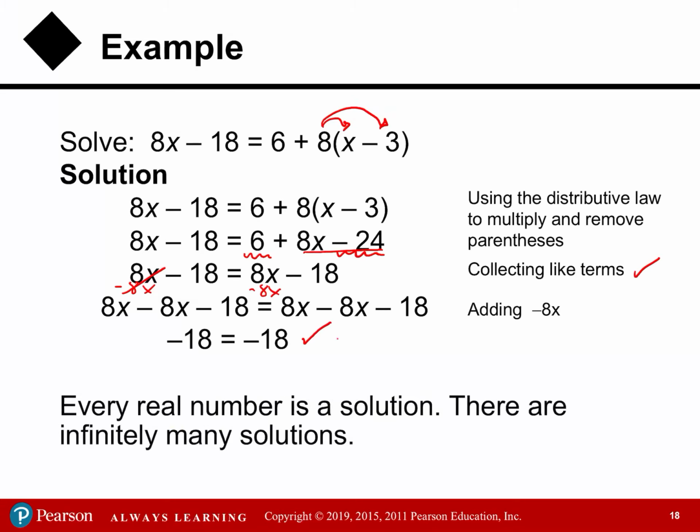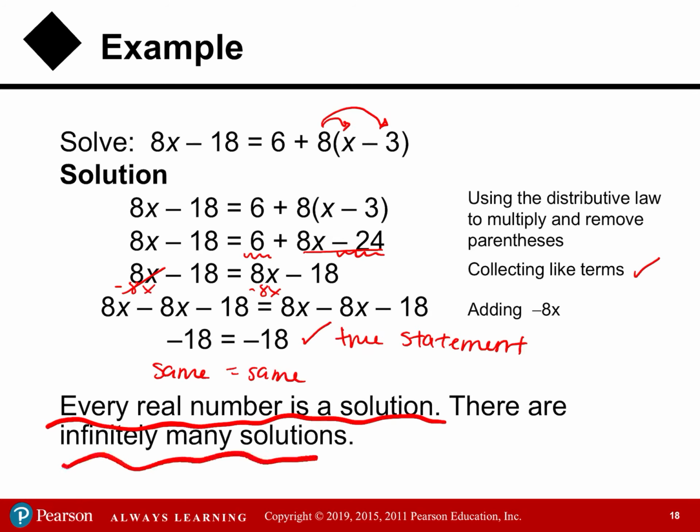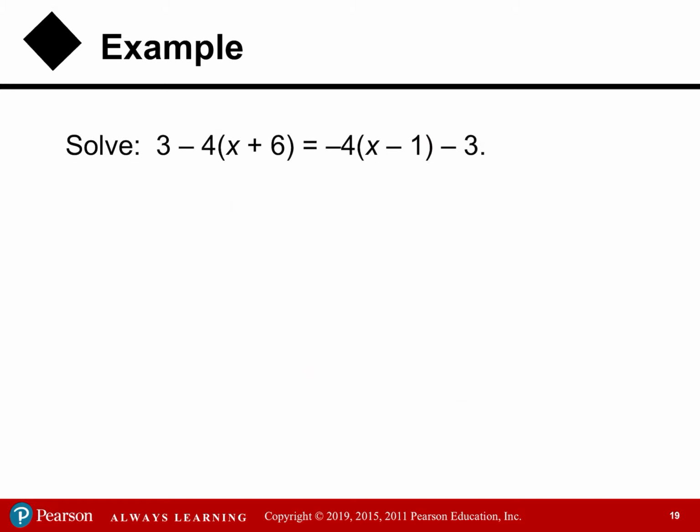When we get a true statement, such as the one we see here, where the same number equals itself, our answer is every real number is a solution. There are infinitely many solutions. That's something that can happen. You can go through your problem very carefully and be in a situation where our variable is gone. So we're left to interpret our answer. One of our options is we get the same number equal to itself.